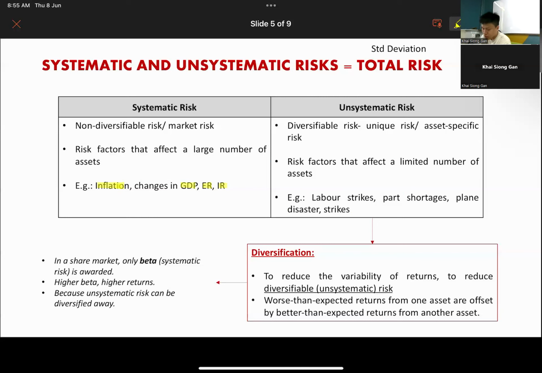On the other hand, we have unsystematic risk. Unsystematic risk means a risk that you can diversify, you can avoid. We also call it unique risk. Unique risk means the risk that only applies to your asset, to the company or the share that you purchase. So it's an asset-specific risk. It does not affect everyone, but only those affected, for example a specific industry. So these are risk factors that affect a limited number of assets only.